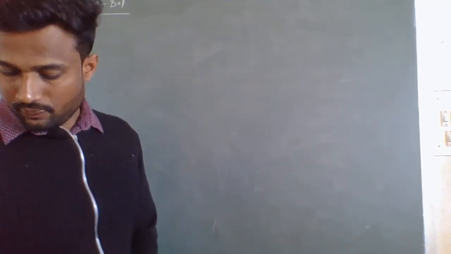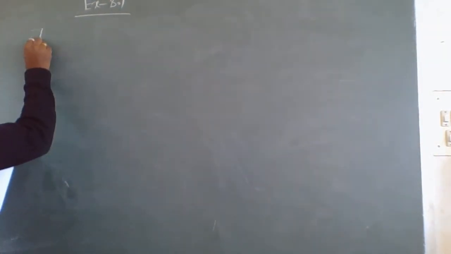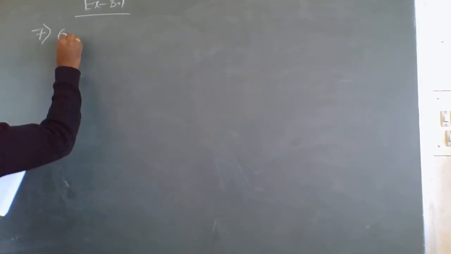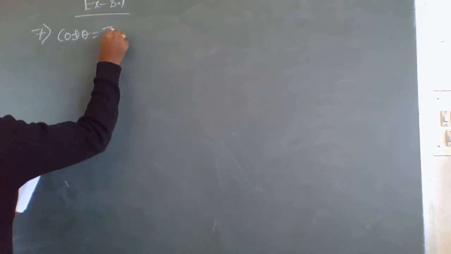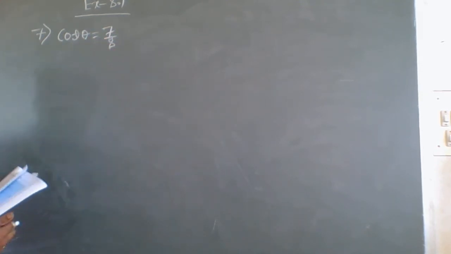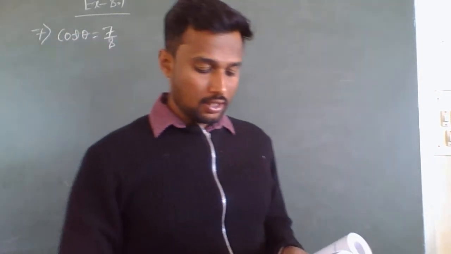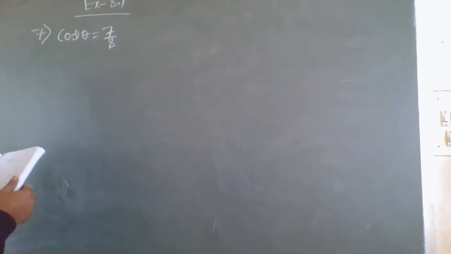So now next question, seventh one, what they are given here. If cot theta equals to 7 by 8, evaluate 1 plus sin theta into 1 minus sin theta divided by 1 plus cos theta into 1 minus cos theta.